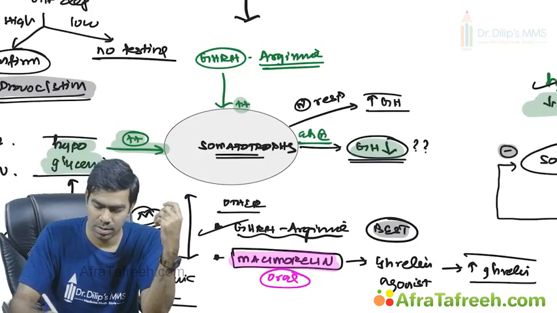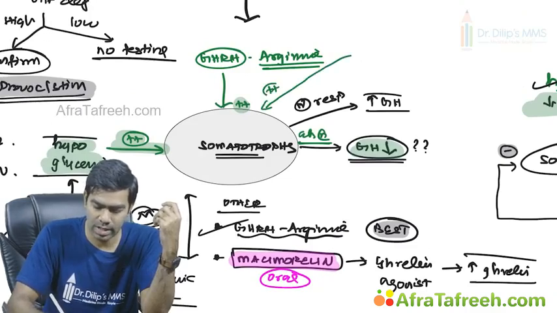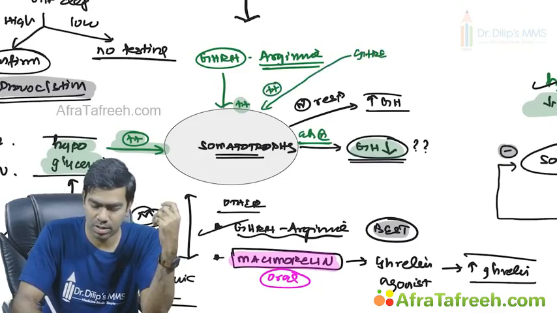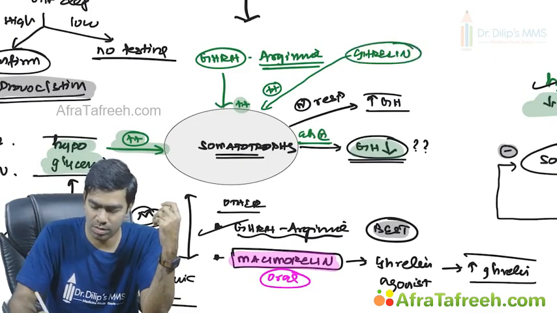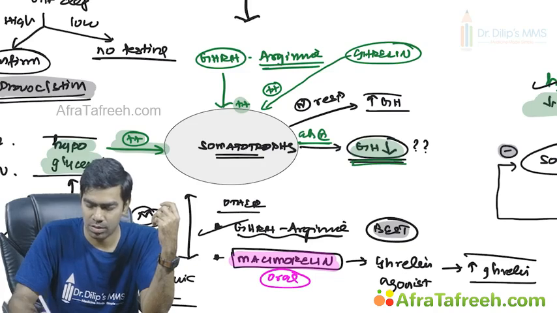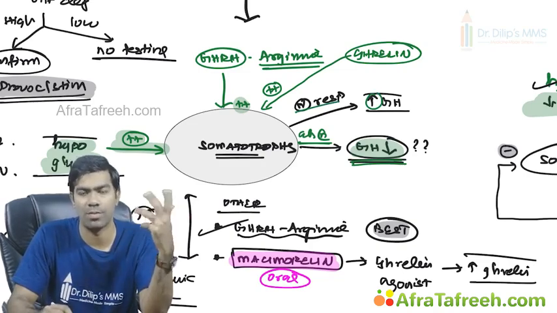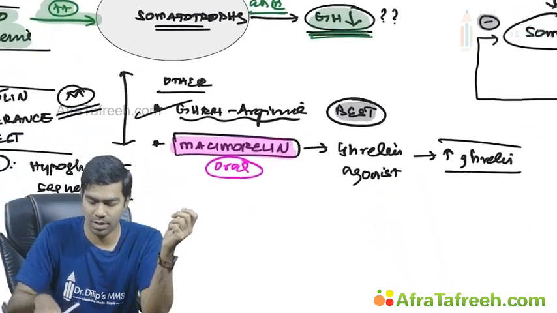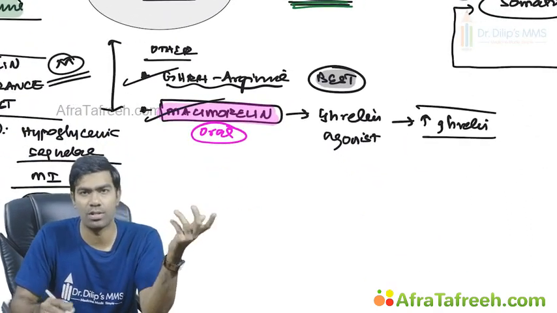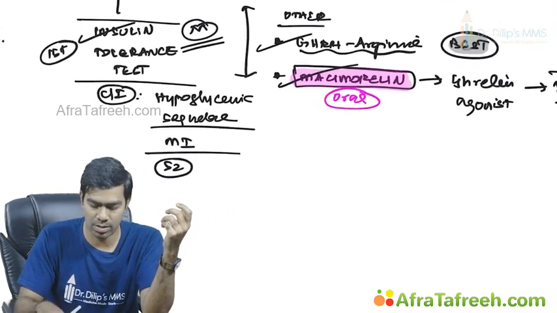Ghrelin is a very important stimulator of growth hormone release. Clear? So ghrelin has to increase growth hormone. That's a normal response. But if ghrelin does not increase growth hormone, you can use it as a confirmatory test for growth hormone deficiency. Clear? So the importance of the macimorelin test is that it's the only oral test that we're going to use.